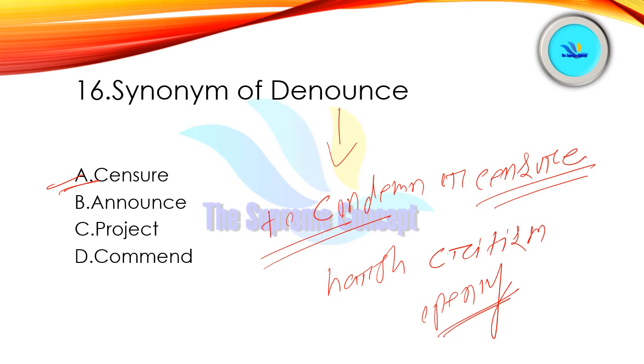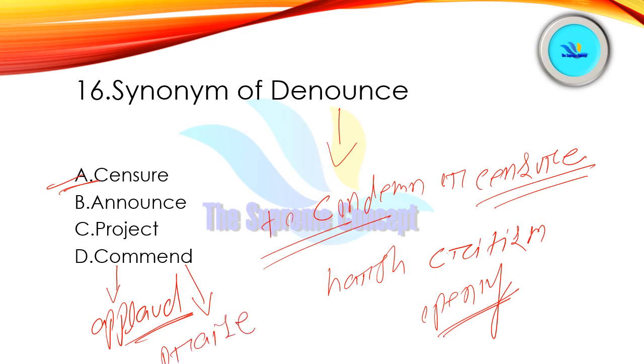And we have announce, we all know what announce is. Project means a scheme or a plan. And comment means to praise formally or officially, or we can say applaud. Applaud means showing approval by clapping, or praising officially, especially if you have done something good. All right, so let us move.